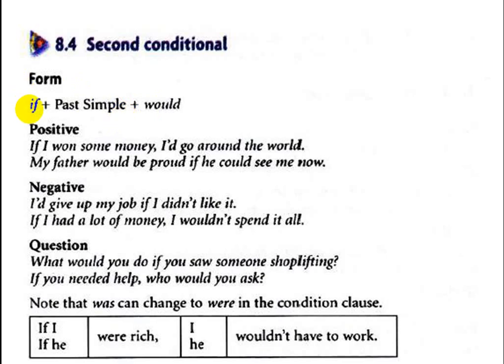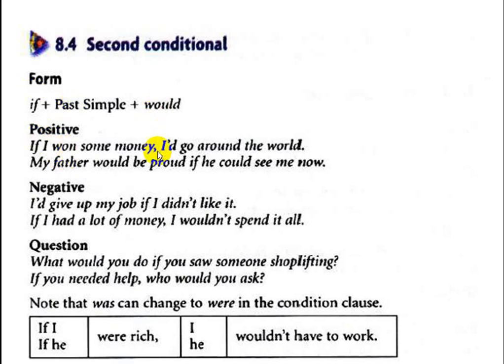Positive. If I won some money, I'd go around the world. لاحظوا الform of the second conditional sentence. If, then the past simple one. Then would. هاي short form of would. I'd. So here this sentence is a second conditional sentence because the form of this sentence is if plus past simple one plus would.